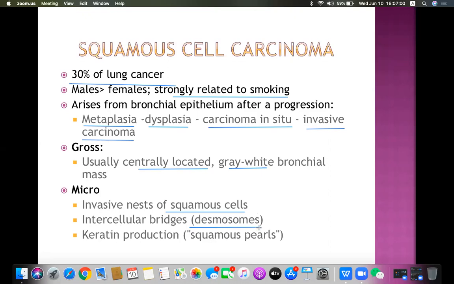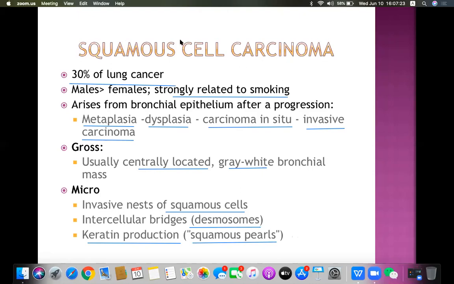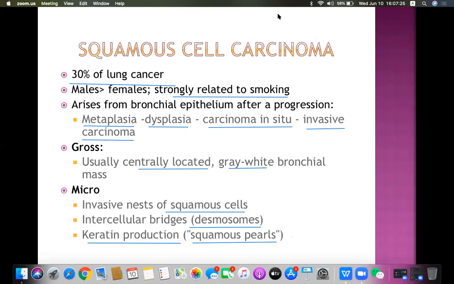And one very, very pathognomonic feature of squamous cell carcinoma is that they produce keratin. They produce keratin, which forms squamous pearls, and we can notice them under histopathological examination. Okay, so let's move on.